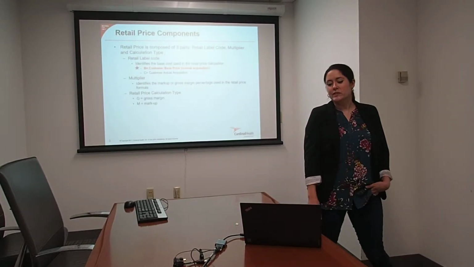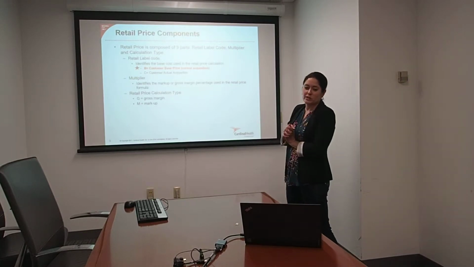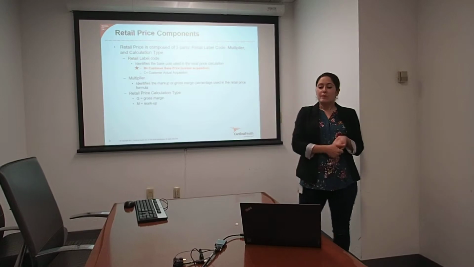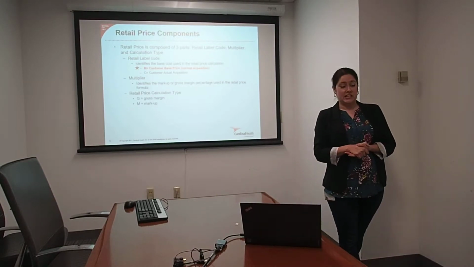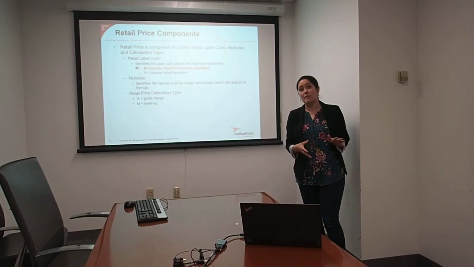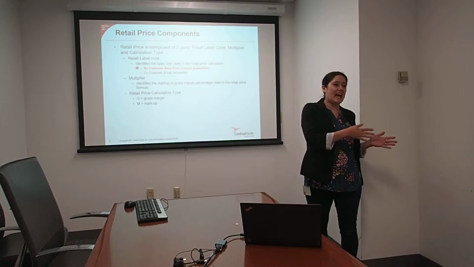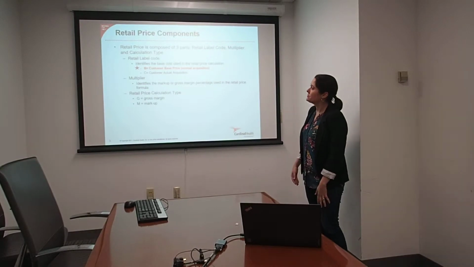So starting out with the retail price components. The retail price is composed of three parts: the retail label code, the multiplier, and the calculation type. The retail label code is basically the base cost that the markup is attaching to. So the retail price adds on to the base price. And there's a couple different options.